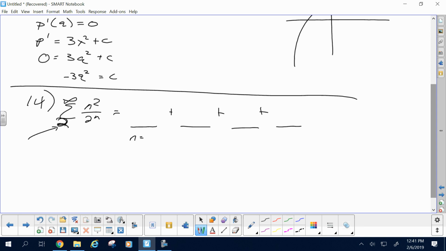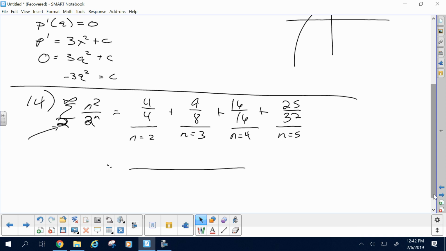So when n equals 2, that's the first term, 4 over 4. When n equals 3, that's the next term, 9 over 8, right? Okay, 9 over 8, and then 16 over 16, if I'm not mistaken, and then 25 over 32. And then I don't see why you need your calculator to do that. I assume you can get common denominators and add fractions still. Okay. Other question.